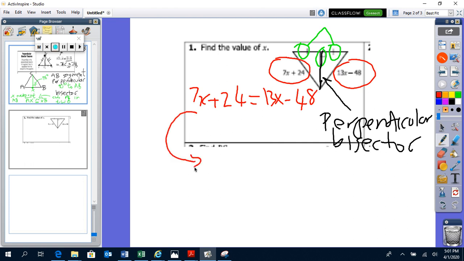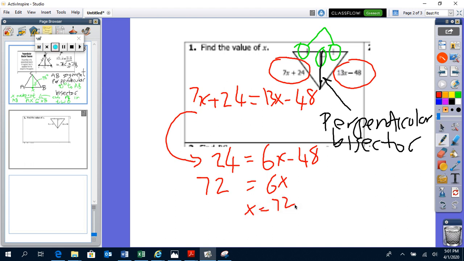So let's just simplify this. So we eliminate the x's on the left hand side first. So 24 is going to be 6x minus 48. And we're going to eliminate the 48 on the right hand side. So 6x is going to be 48 plus 24, which is going to be 72. So x is just going to be 72 over 6, which is 12. That'll be our answer here.